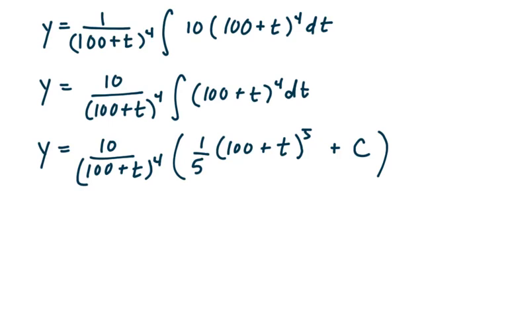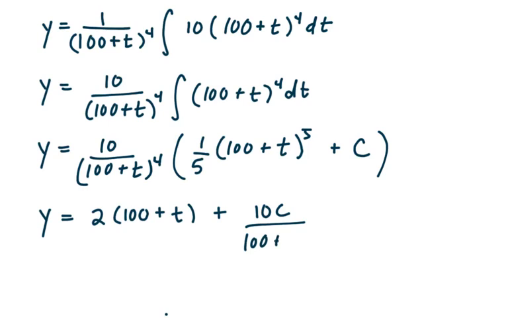So, of course, we can distribute through here. I've got y, the 10 and the 5, 10 times 1/5, I've got 2. And then 4 of those are going to go into that and just leave me with 1. So I've got 2 times 100 plus t plus 10C over 100 plus t to the 4th. So whenever something has a variable in it, again, when we're doing these differential equations, we have to distribute.